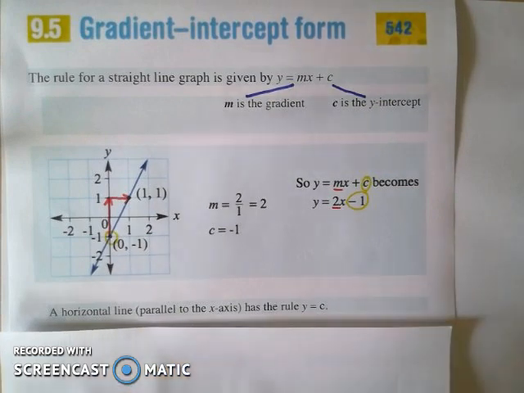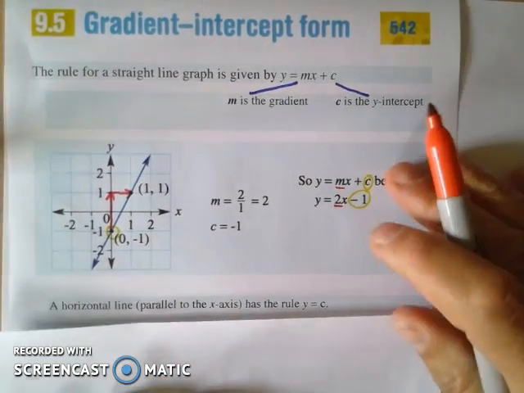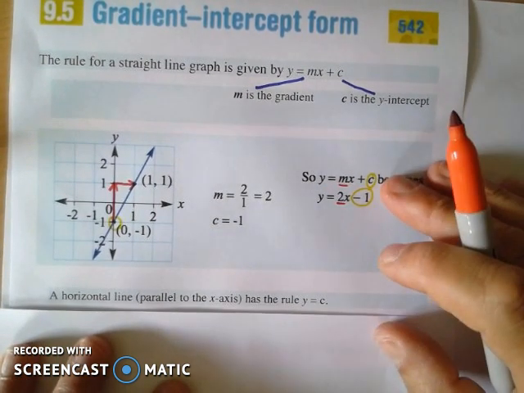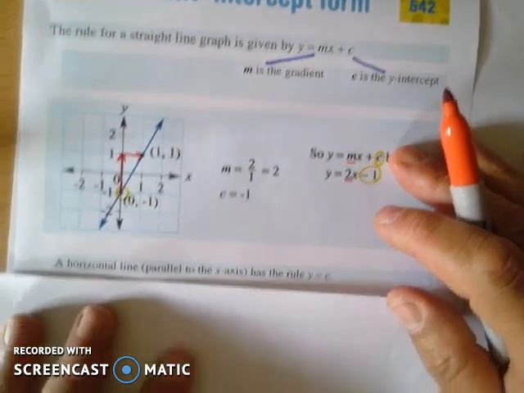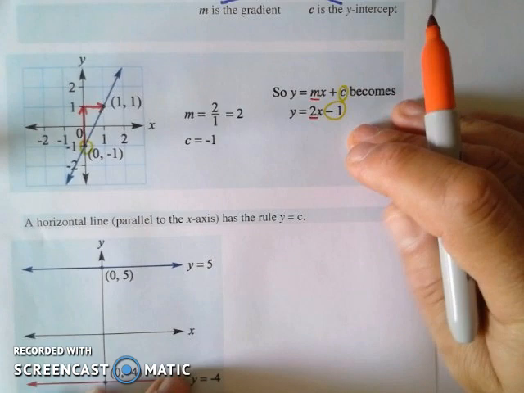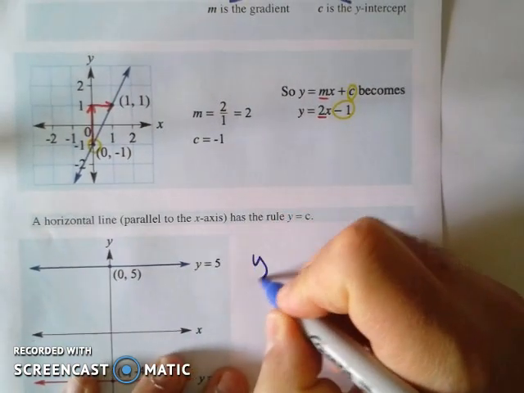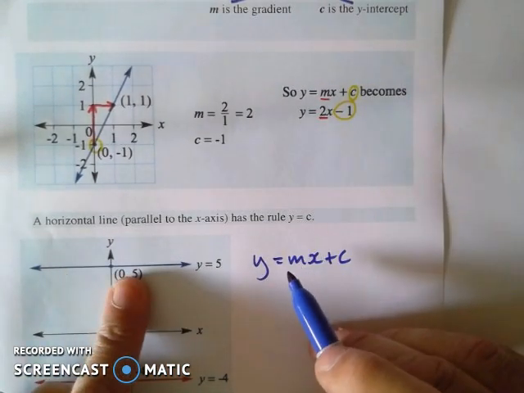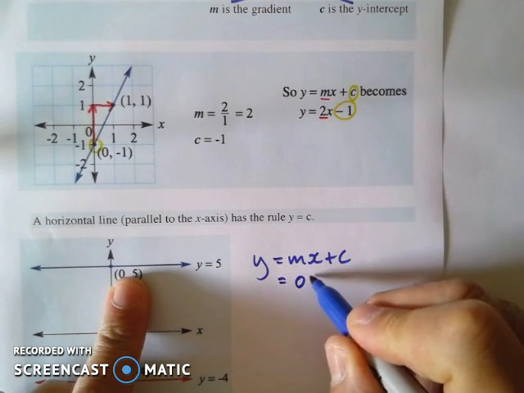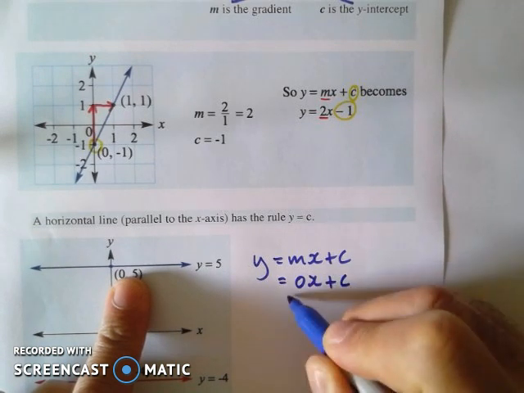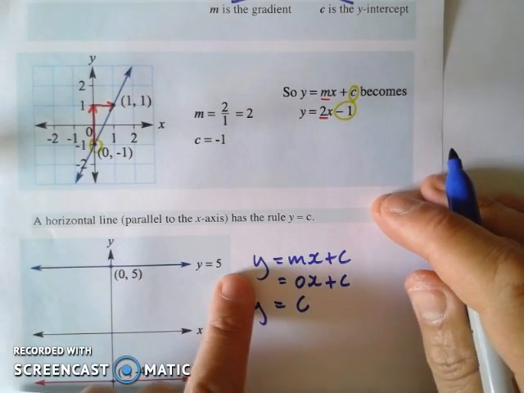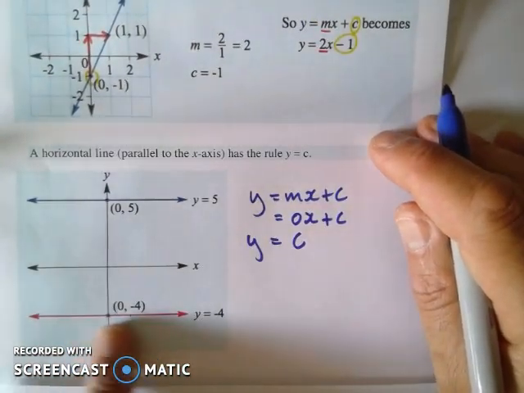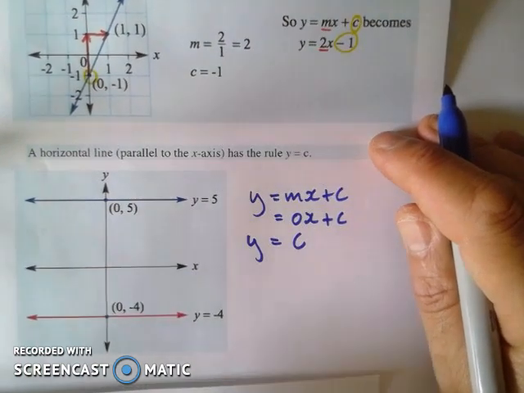We will look at some more examples soon. Let's have a quick look at some more interesting lines. A horizontal line, which means it's parallel to the x-axis, has the rule y equals c, and the simple reason for that is because if I have the equation y equals mx plus c, then for this line, the gradient is 0. And everything times 0 is 0, which means y equals c. So y is 5 everywhere there. y is -4 anywhere on this red line. And that is how we have a horizontal line.